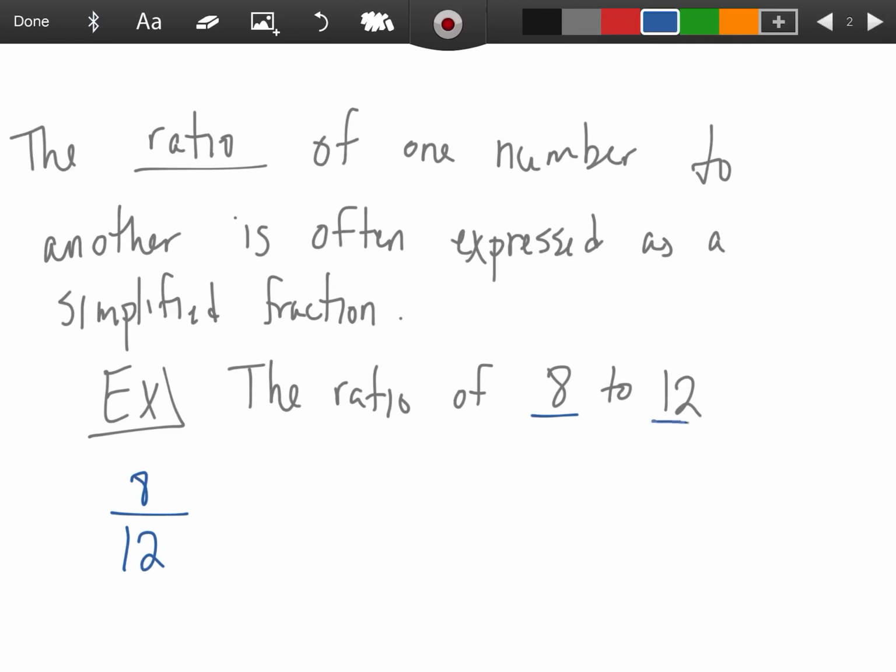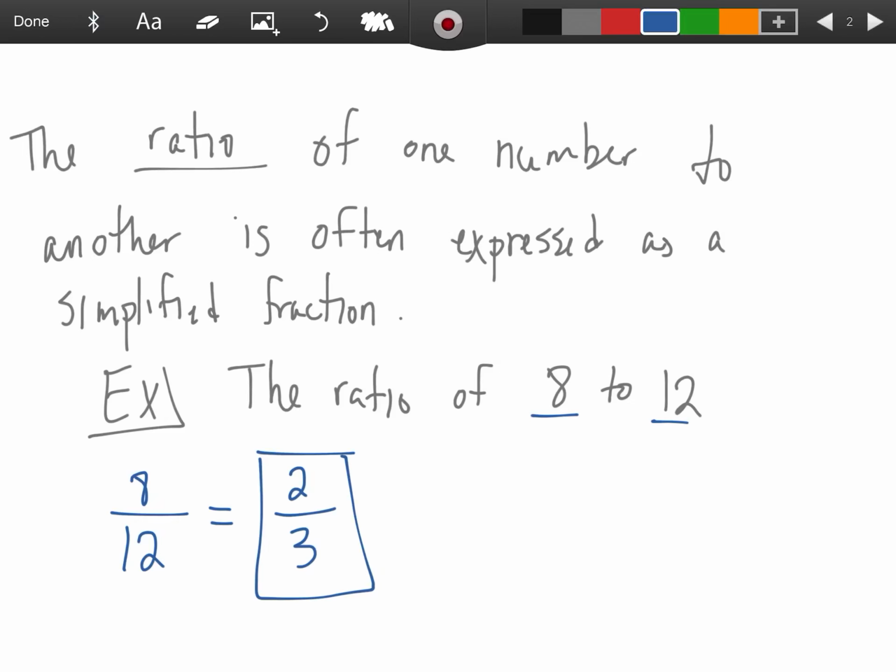Well, we want to simplify this. We can see that both the numerator and the denominator have a greatest common factor of 4. So we'll divide each of those by 4. 8/12 is equal to 2/3. So this is our simplified ratio of the number 8 to 12. It's just 2/3. All we did here was simplify a fraction, which is something you've probably been doing for a while.